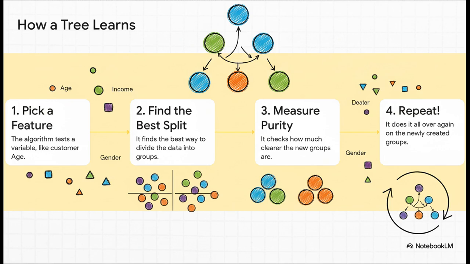The algorithm just splits the data over and over again. It starts by picking a feature, like age. Then it figures out the best way to split everyone into age groups. It measures how much clearer the picture gets, and then it just does that all over again for each new group it created. It's a loop.